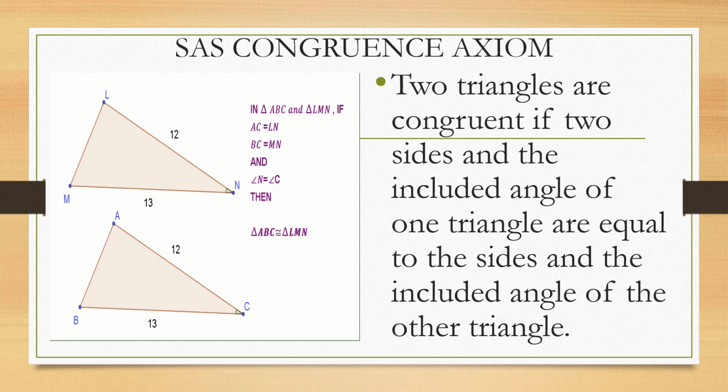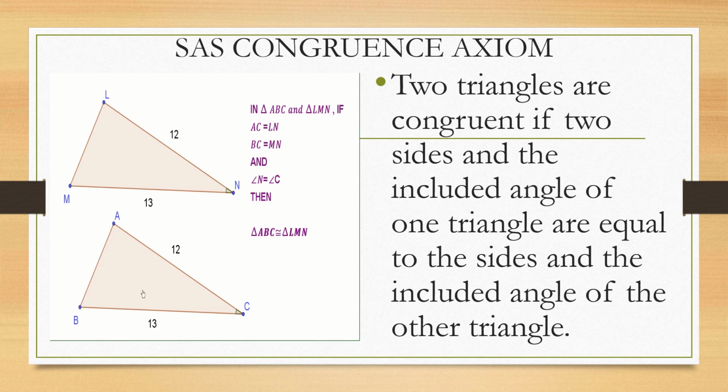For example, we have the first axiom, which is called the SAS axiom. What does this SAS axiom say? It says that if any two sides of two triangles are equal and the angle in between the two sides, that is the included angle, is also equal, then I can say that the two triangles are congruent using SAS, which stands for side angle side rule.